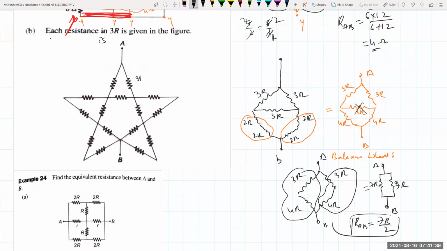This one is 3R. This one is 3R. This one is 3R. This one is 3R. And this one is 3R.